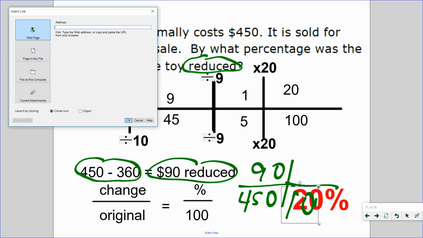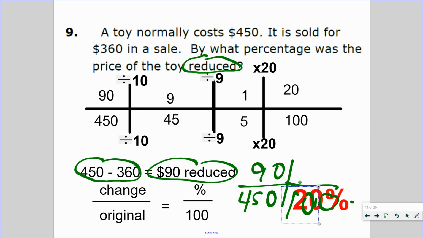Oh goodness, 1 second. 100% right here. So do I want to do a side to side or up and down? I'm going to do an up and down relationship if you don't mind. I'm going to divide 450 divided by 90. Divide it into 5 groups. So that's why it's 20%.